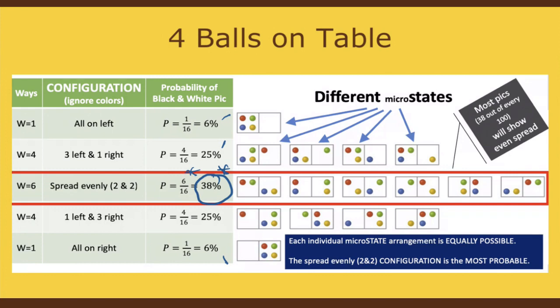And here, the configurations, the middle column, is all on the left, 3 on the left, 1 on the right. Basically, we're not looking at colors with configurations. We're not saying that the balls are different. We're just looking at the numbers. Where we use this term called microstates here, and that is individually labeling the balls, okay? So different microstates can produce the same configuration, okay?